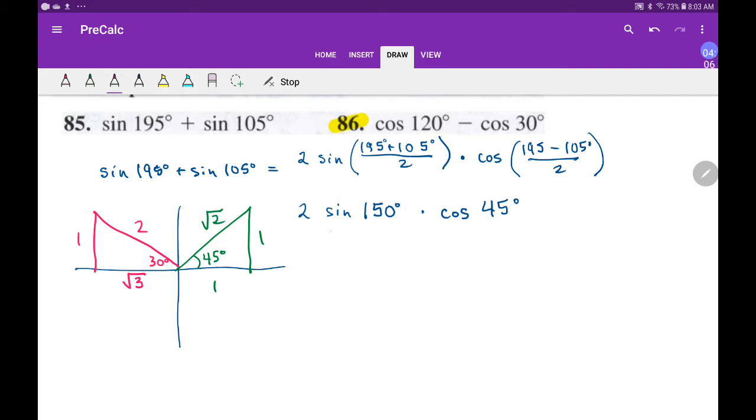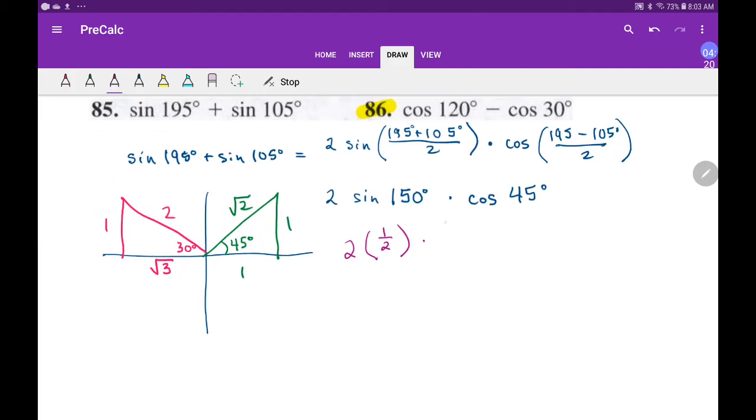All right, so let's see what we have here. We have 2 times the sine of 150. What's the sine of 150? Well, it's positive 1 over 2. Sine is positive in quadrant 2. Times the cosine of 45 in quadrant 1. That's 1 over the square root of 2.